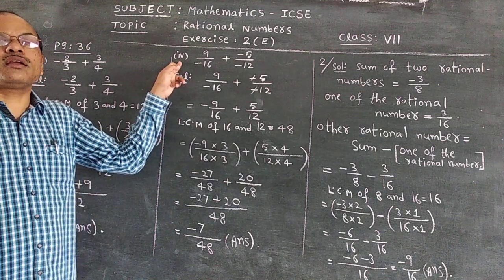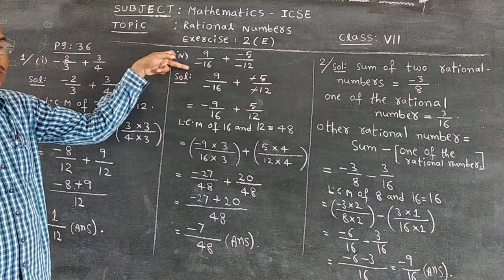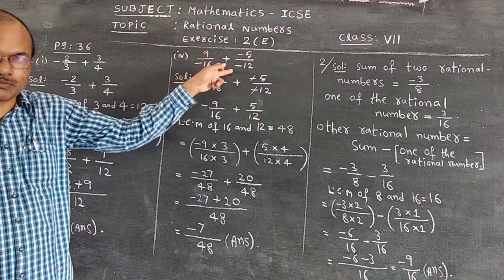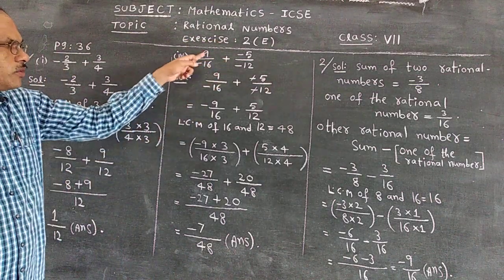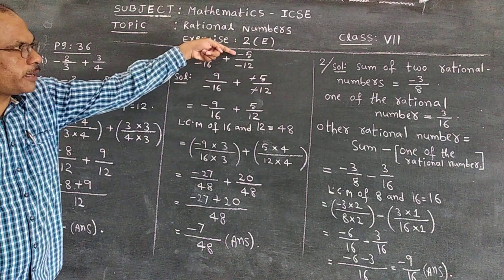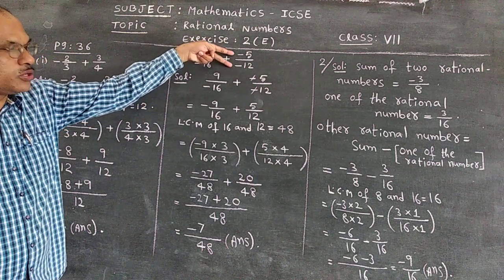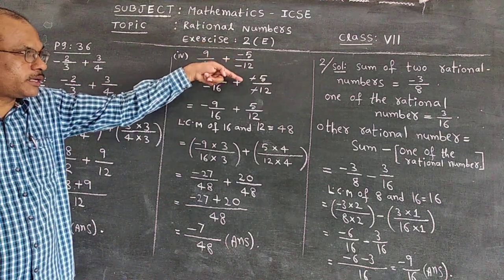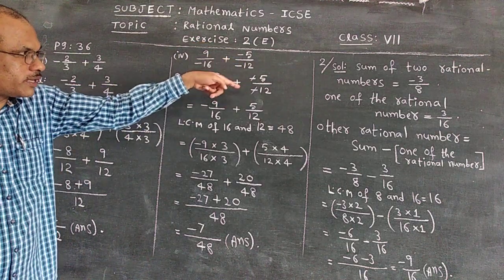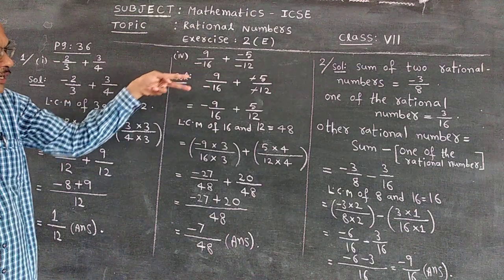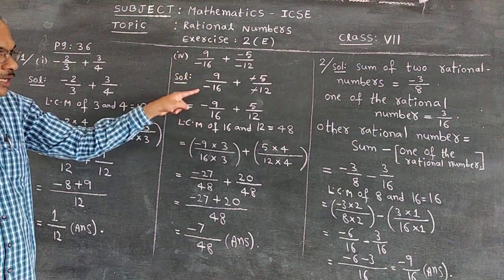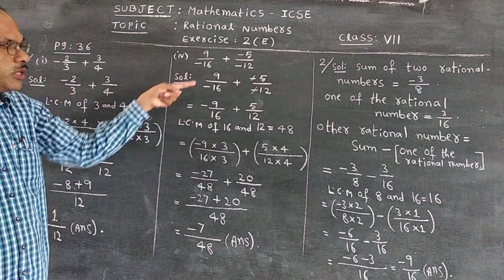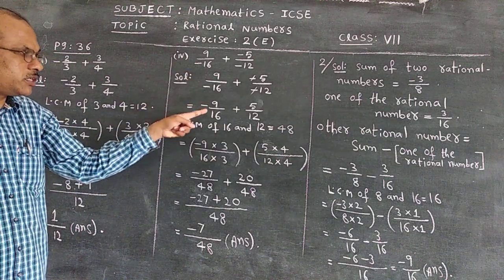Same simplification. Evaluate 9 by minus 16 plus minus 5 by minus 12. Now same question I have taken. Here minus symbol, here minus symbol. Two minus symbols are there in the same fraction, numerator minus symbol, denominator minus symbol. Both were cancelled. This is written minus 9 by 16 because this minus in the denominator can be given to the numerator. So minus 9 by 16.